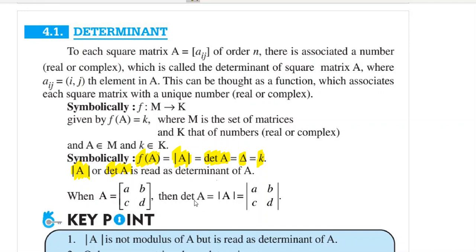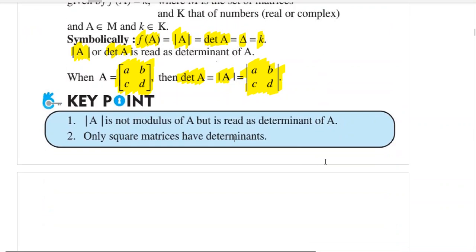Okay, so if matrix A is represented like this, then determinant of A is represented like this, in between two vertical lines, not square brackets. So square brackets are replaced by two vertical lines. That is the symbol of determinant. Remember that two vertical lines is not a modulus of A, but it is read as determinant of A. Only square matrices have determinants. Remember this.